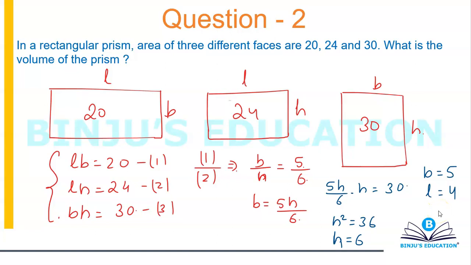What's the volume? Now volume of a rectangular prism is L into B into H. So the volume will simply be 4 into 5 into 6. That's like 120 cubic units. And that will be our final answer.